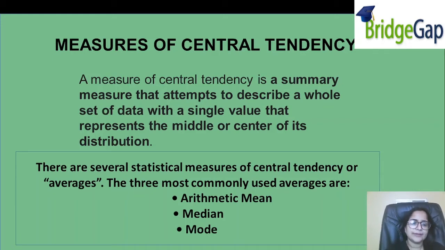There are several statistical measures of central tendency or averages. Of course, you could call them averages also. The three most commonly used averages are arithmetic mean, median, and mode. So today we'll be talking about mean. What are the ways in which we could calculate mean? What are the different types of series?